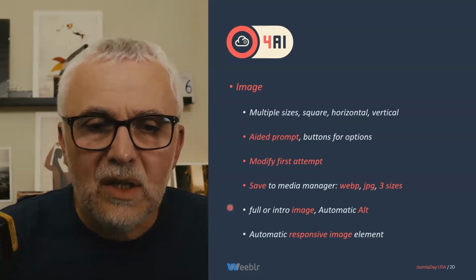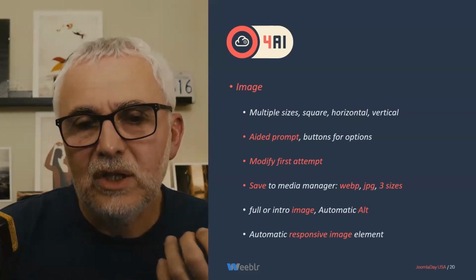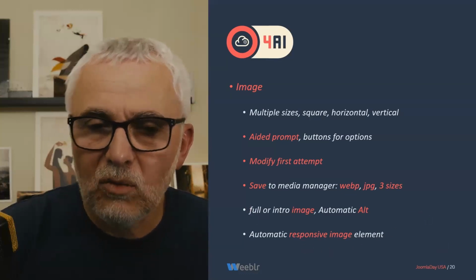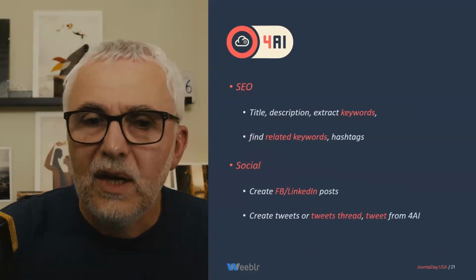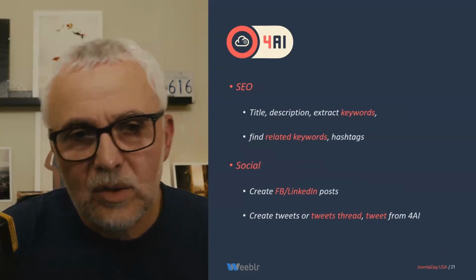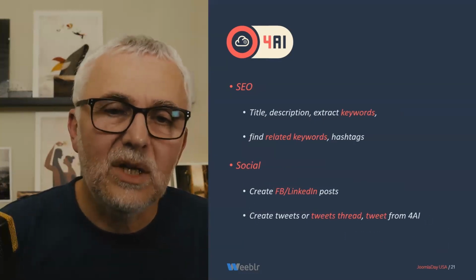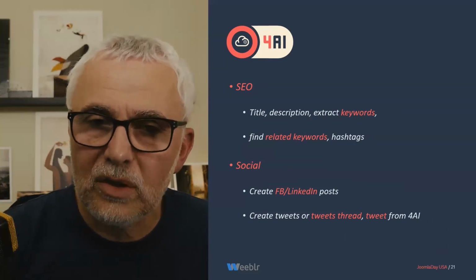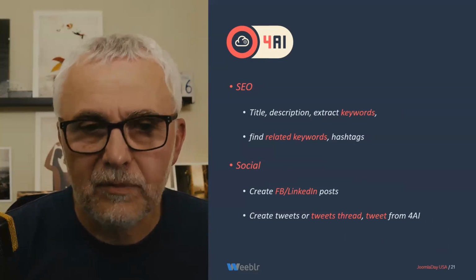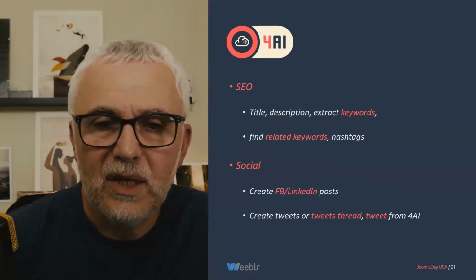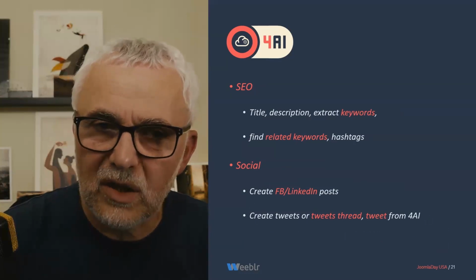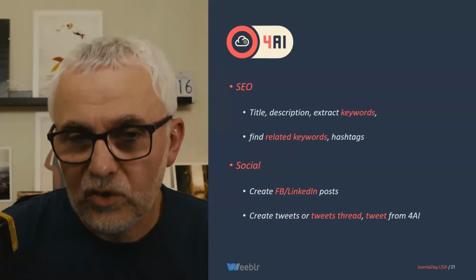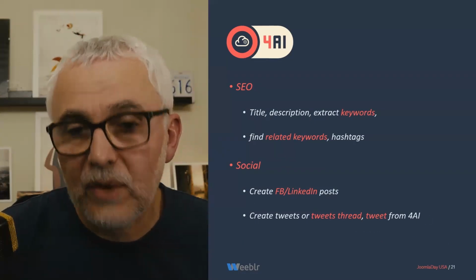So again, these things describe that you need a high integration, and that's what 4AI is providing: integration into your Joomla workflow so that you go fast. Likewise, SEO, creating title descriptions, extracting keywords. Extracting keywords is important, and finding related keywords is important because you can use that to run an ads campaign, for instance. Likewise, for social, create Facebook or LinkedIn posts. These are features and things that you can do with a click of a button for AI. And of course, creating tweets and tweet threads as well.